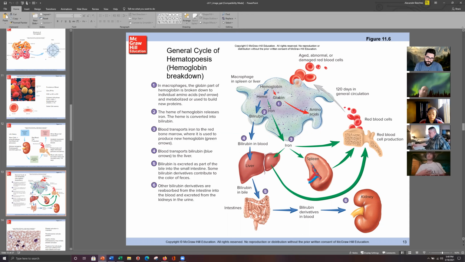So this heme ends up going through a couple different manufacturing processes until it eventually reaches the stage that's called bilirubin. So bilirubin is preserved as a kind of yellowish pigmented liquid that's stored in the liver and then released into the blood and then eventually into the intestines where it's released into the bile.